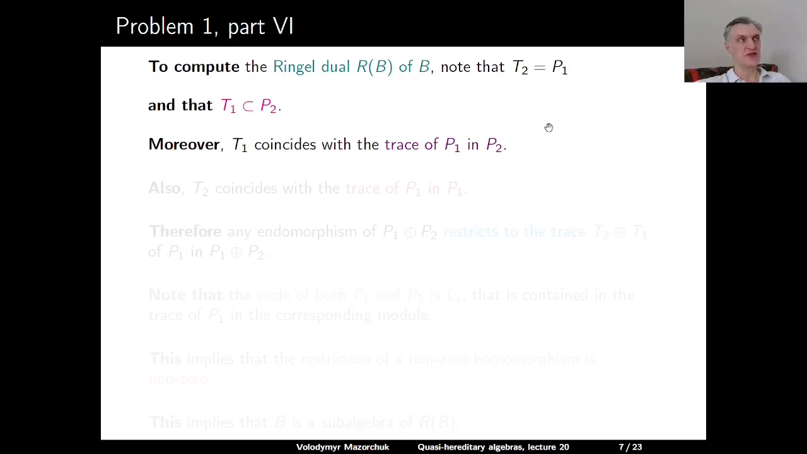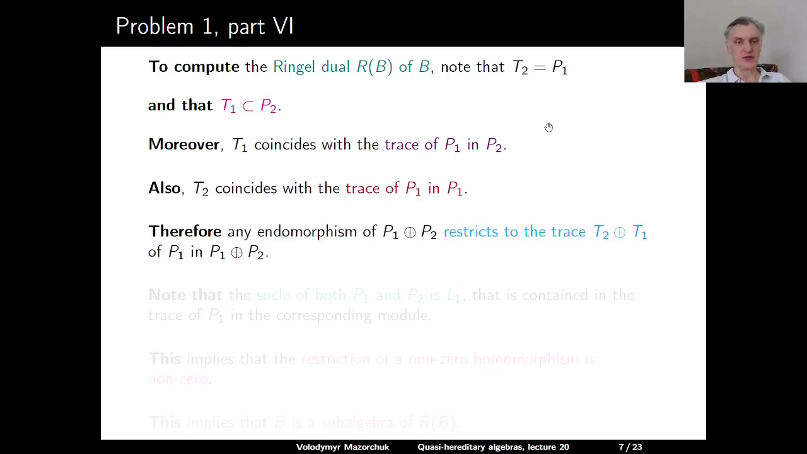Okay, great, so T1 embeds into P2. Moreover, it coincides with the trace of P1 in P2. It contains all ones and is generated by these ones inside P2. And of course, trivially, T2, which is P1, is the trace of P1 in P1. And so our tilting modules coincide with the trace of T1 in the indecomposable projective modules. Therefore, any endomorphism of P1 plus P2 can be restricted to this trace. We can always restrict an endomorphism to traces.